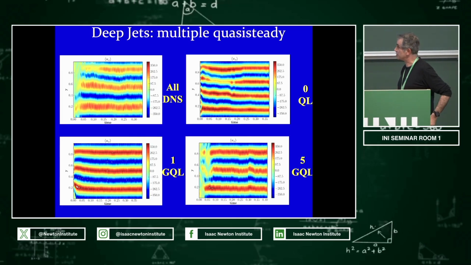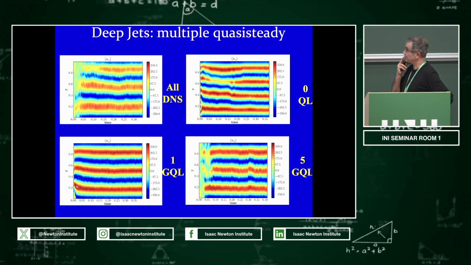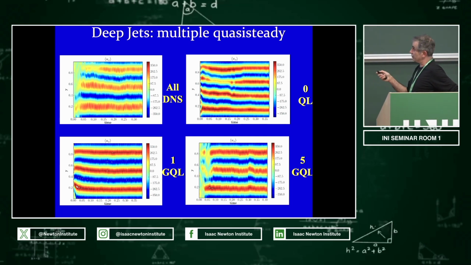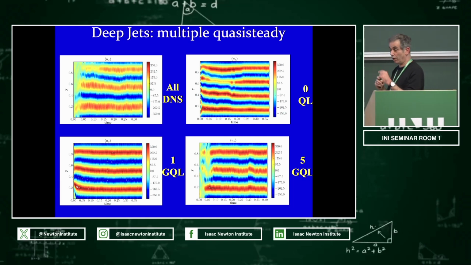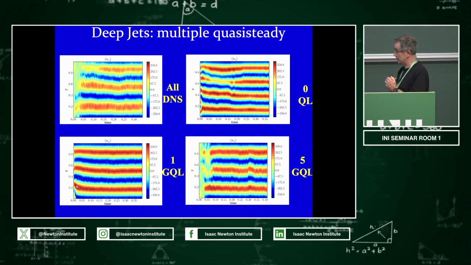So I'm running out of time, so let me just say how well these quasilinear type theories do. Remind you, this is just DNS. With quasilinear theory, you do get jets driven, but you get the wrong number of jets. We couldn't get quasilinear theory to get this right. But as soon as you go to generalized quasilinear approximation with just one wave number included in the large scale modes, you do get the right answer. And by the time you get to 5, you're even getting some of the variability of the jets correct.